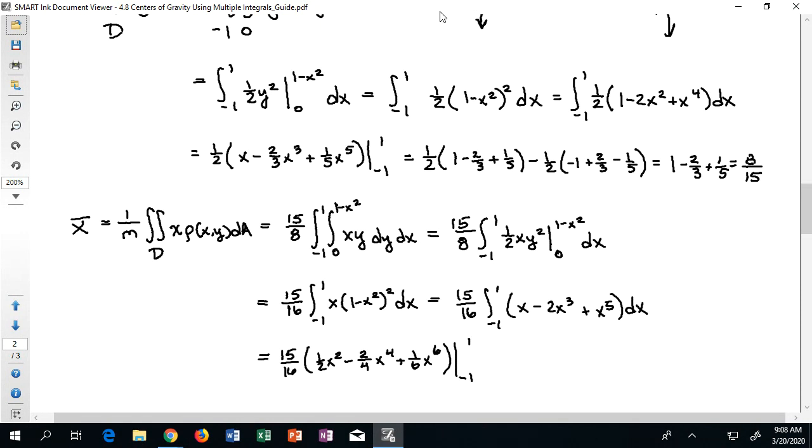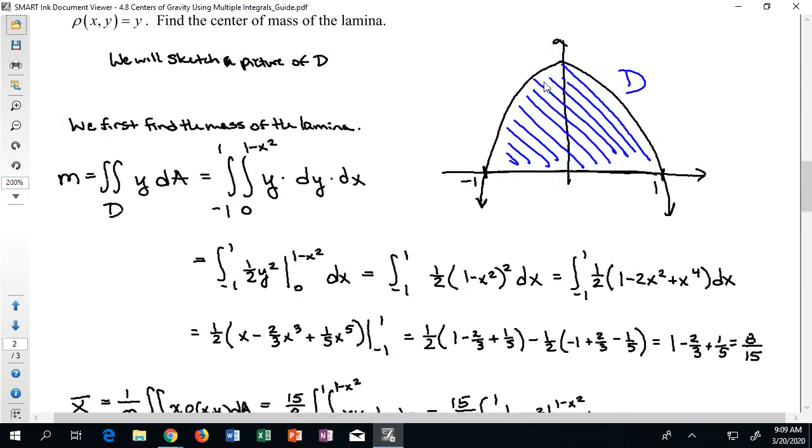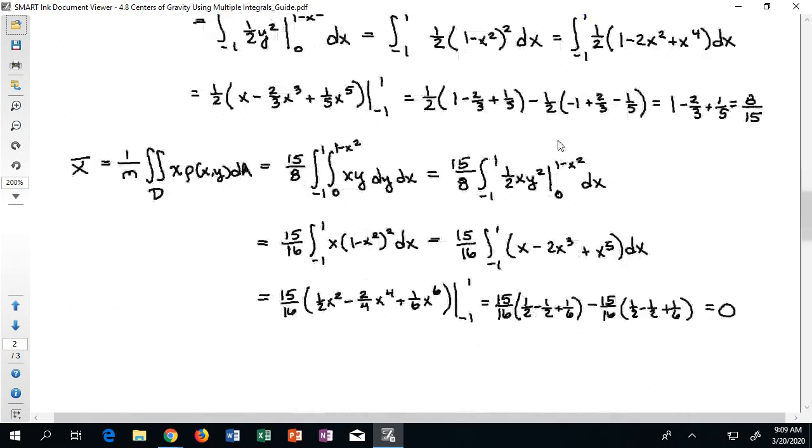I see here that regardless of when I plug in -1 or +1, I'm going to get the same exact value back. I'm going to get 15/16 times a 1/2 minus a 1/2 plus a 1/6, and then again a 1/2 minus a 1/2 plus a 1/6. And so here, my balance point is 0 for x. Maybe not too surprising that the center of mass would be somewhere on that y-axis.